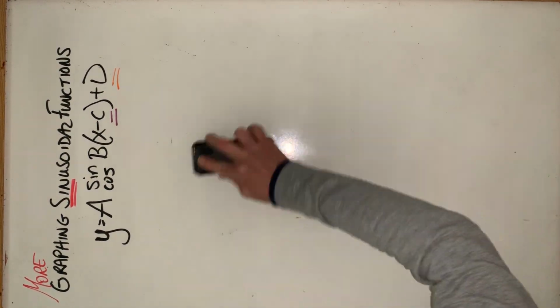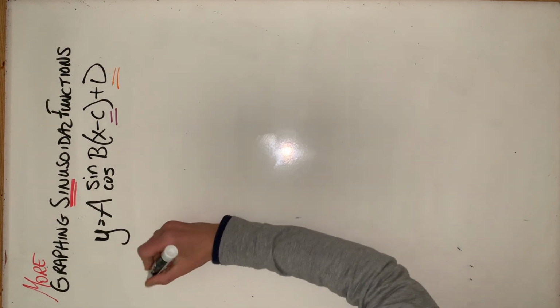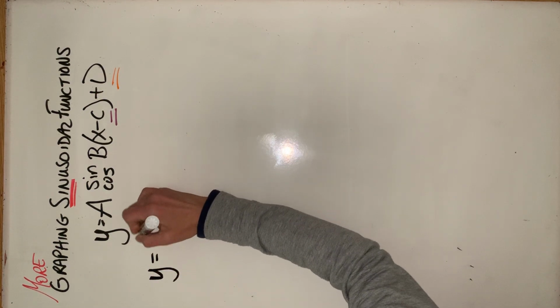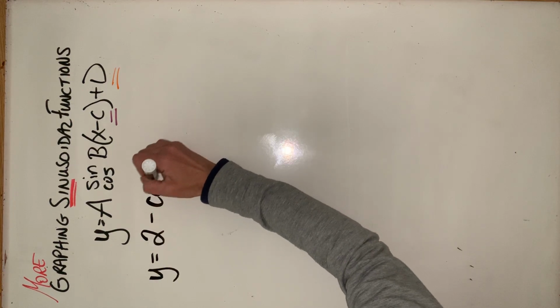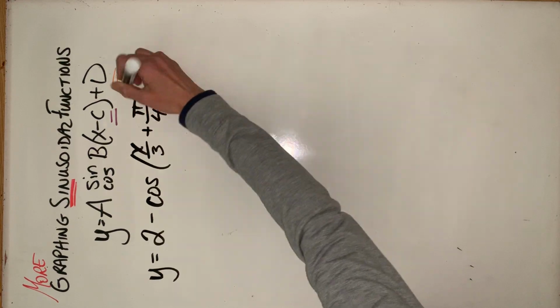All right, let's try another one. Let's do a cosine this time. Oh, that's a good one. Maybe not. Yeah, sure, I like this one. Oh, you guys will like this one. Okay, so let's suppose we have y equals 2 minus the cosine of x over 3 plus pi over 4.